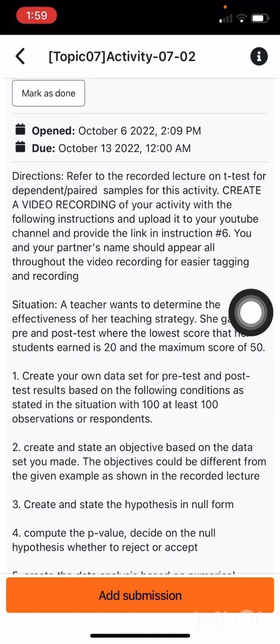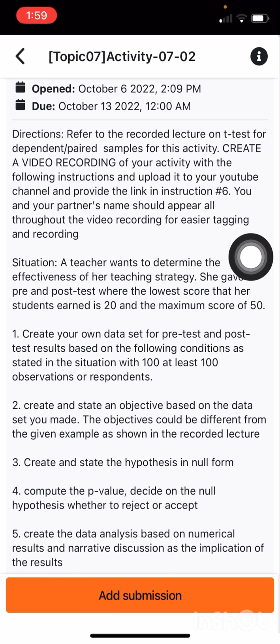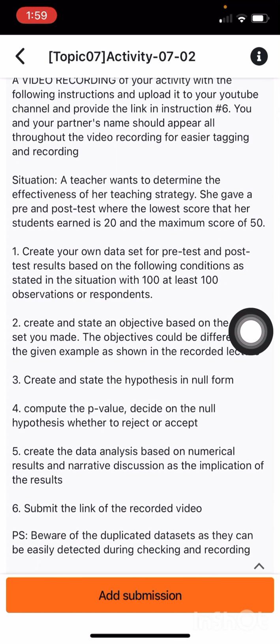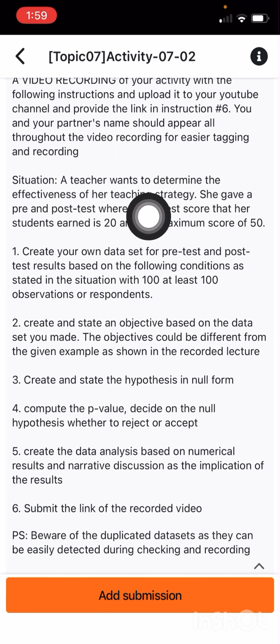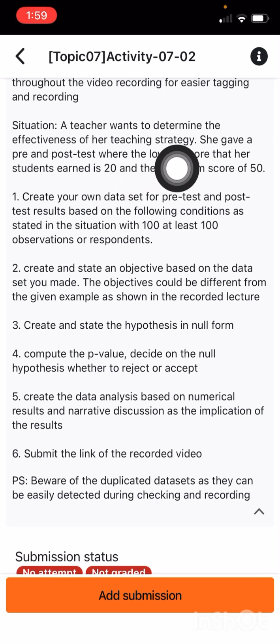We will create a video recording on how we calculate the t-test, and we will use this situation. A teacher wants to determine the effectiveness of her teaching strategy. She gave a pre and post test where the lowest score that her students earned is 20 and the maximum score is 50. So we will create data numbers depending on this situation.